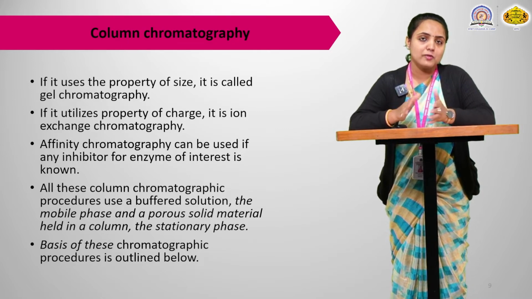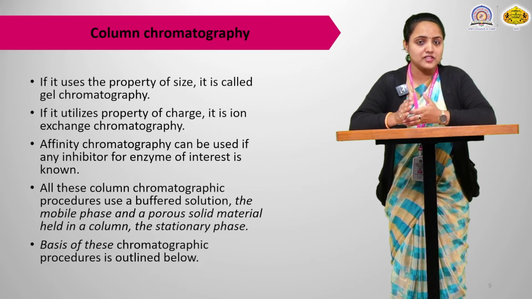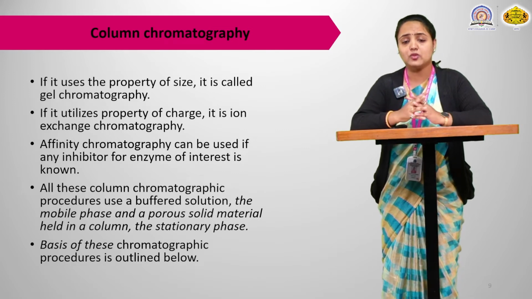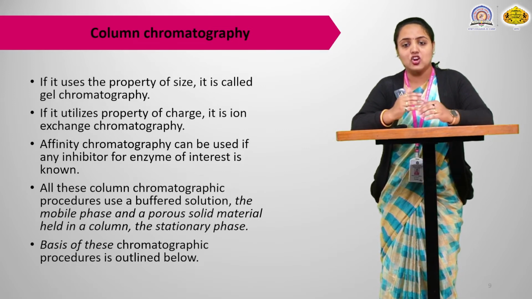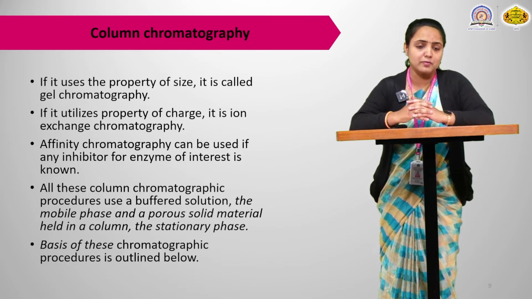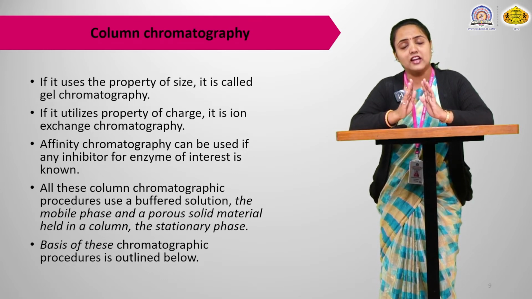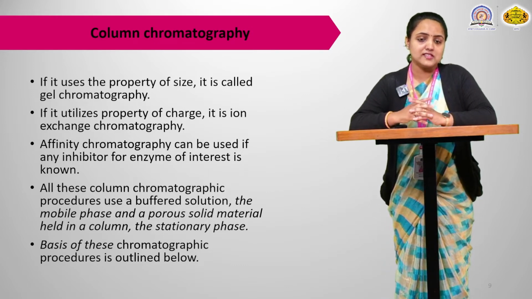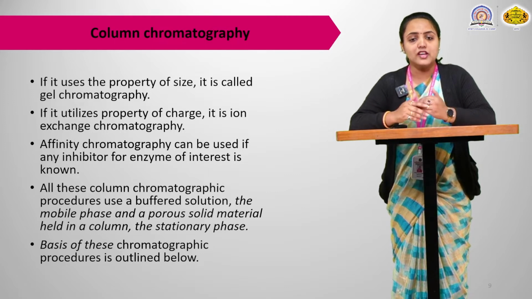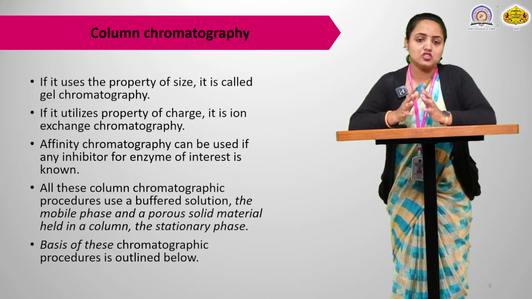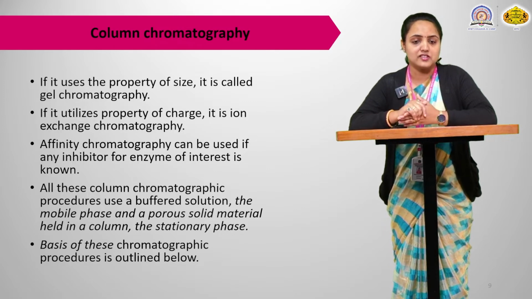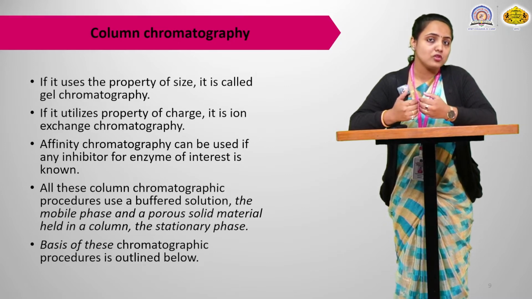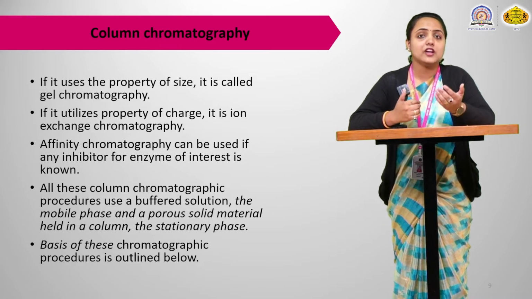In column chromatography, if it uses the property of size, it is called gel chromatography. If it uses charge, it is called ion exchange chromatography. If it uses affinity, it is called specific binding. All these three techniques come under column chromatography. All these column chromatography procedures use a buffered solution as the mobile phase, and a porous solid material held in the column as the stationary phase. In the stationary phase we use the porous solid material, and in the mobile phase we use the buffer system.